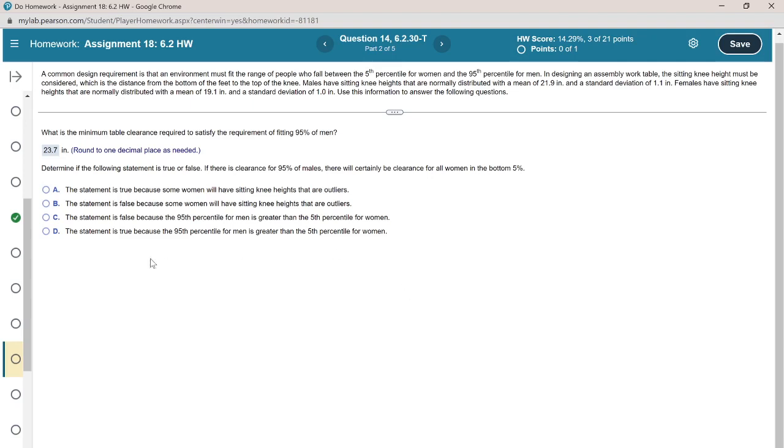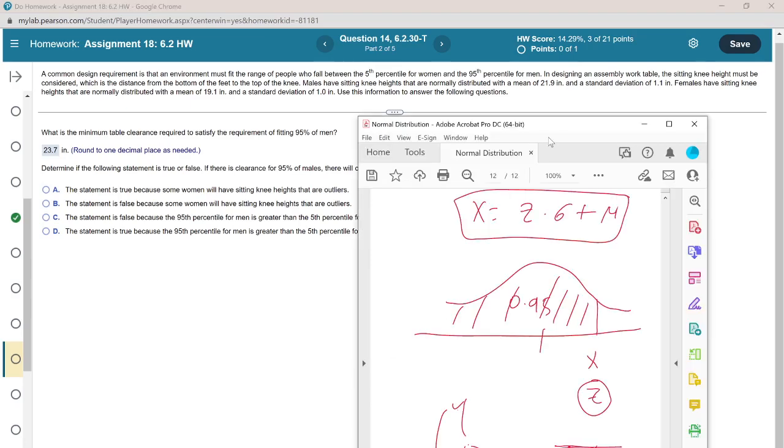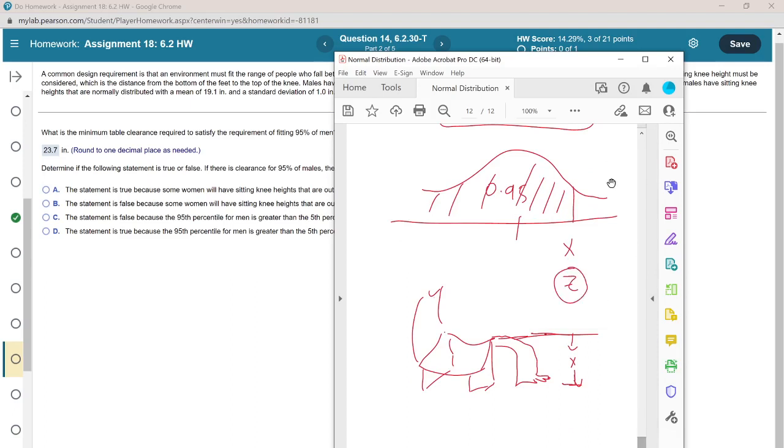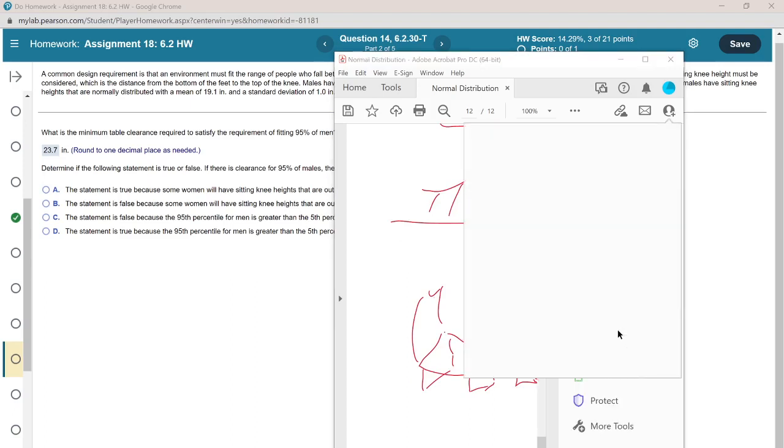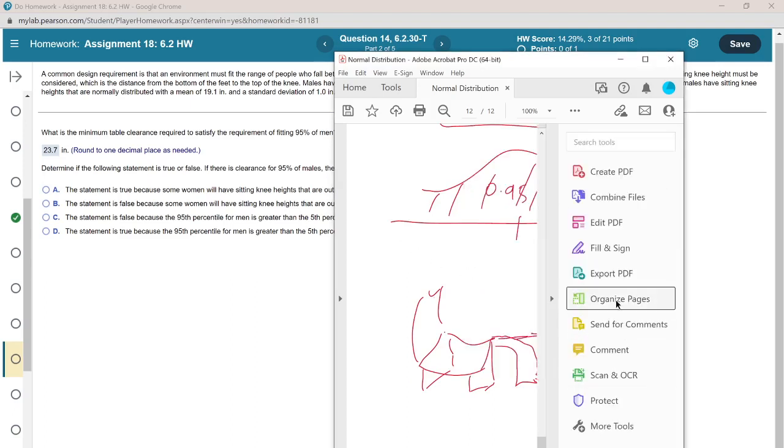Okay, it's a table. So now determine if the following statement is true or false. If there is a clearance for 95% of males, there will certainly be clearance for all women in the bottom 5%. It looks like it's trivial, but first we need to find out what the value of x is for the bottom 5%. So bottom 5% means, let's say, no, that's not, I want to add some.